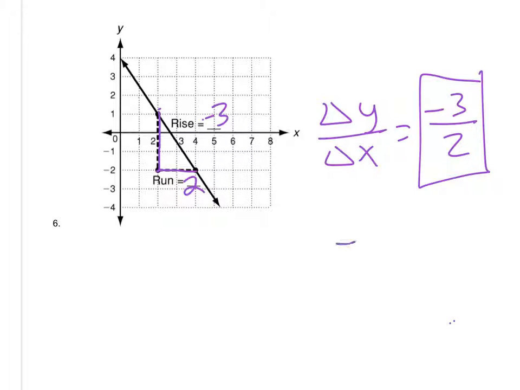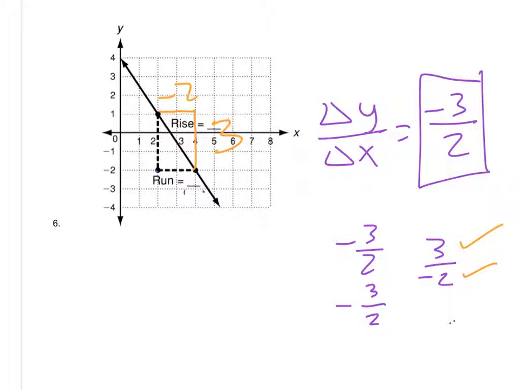Now, remember, it could be negative 3 over 2. That negative can be out front, or the negative can be on the bottom. It could be a 3 over negative 2. The reason I say that is because if you go back and double check, notice if I go up 1, 2, 3, I went up 3, and I go left 2. So again, my rise would be 3, my run would be negative 2. So either way, we're still going to get the same answer. All of these three are still the same.